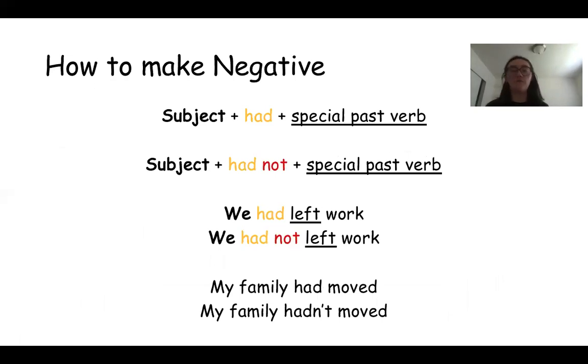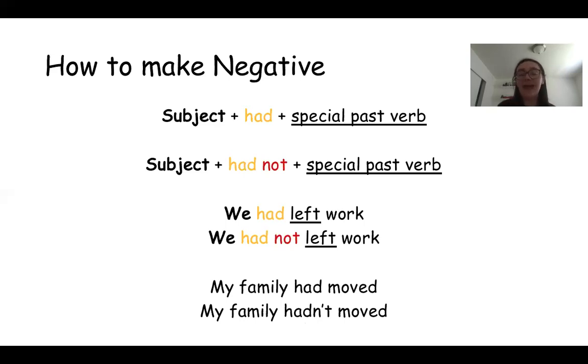So now we're going to go over how to make them negative. We have the subject, had, and you use the special verb. That's how you make it normally. But if we want to make it negative, we just say the subject, who or what we're talking about, and then we say had not, and we use the special verb. We had left for work. To make it negative, you say we had not left for work. My family had moved. That means yes, my family had moved. My family hadn't moved. That means no, it's negative.